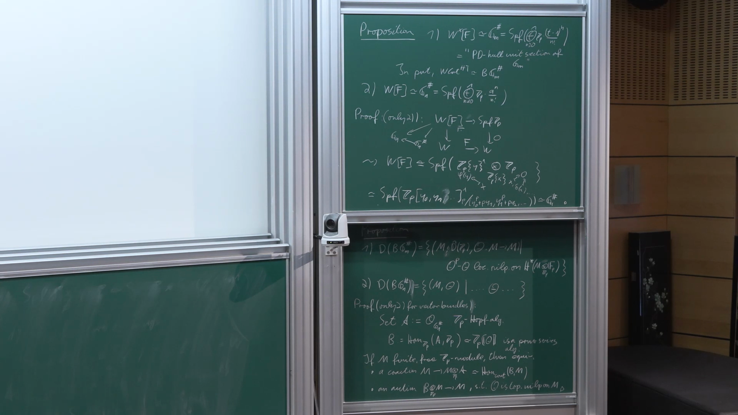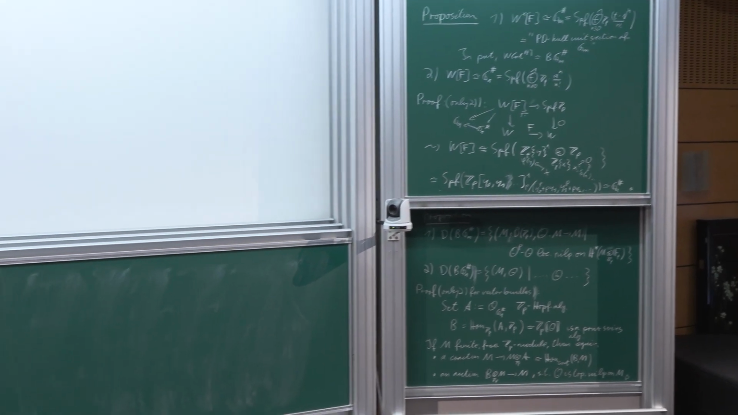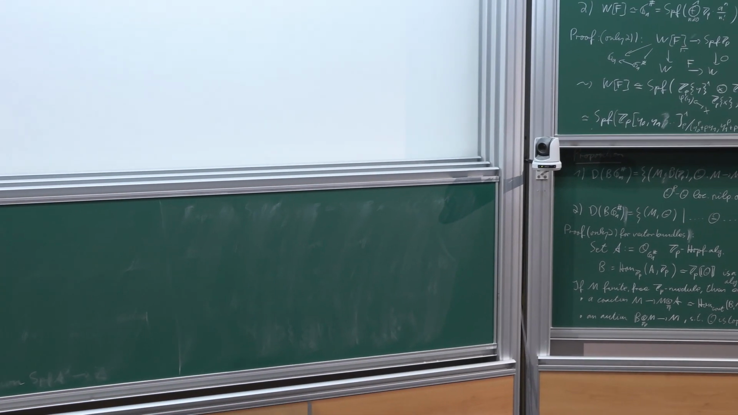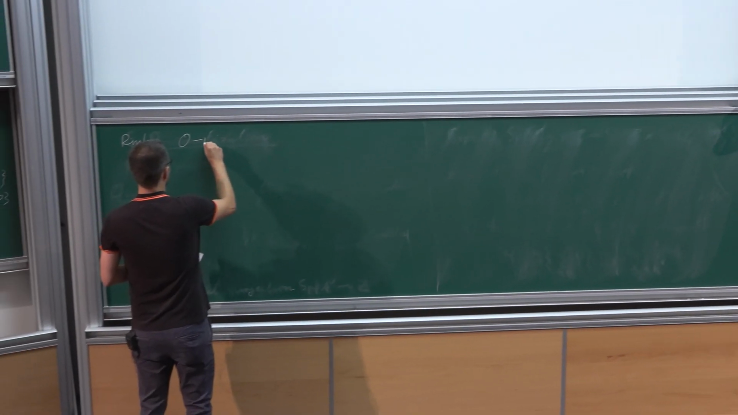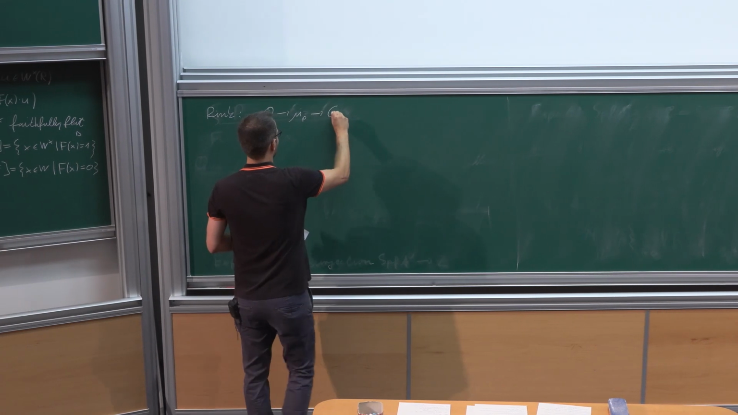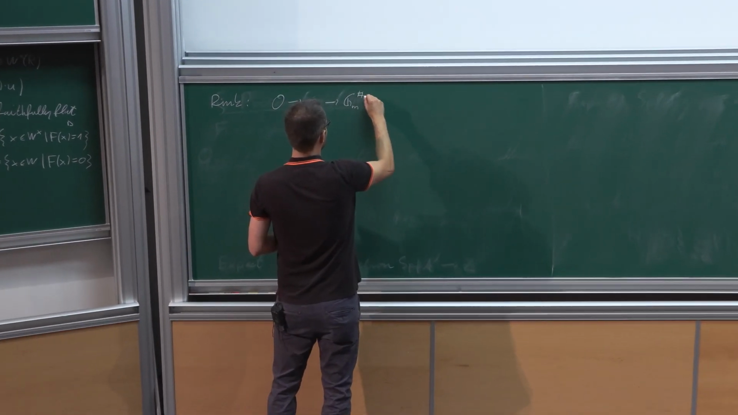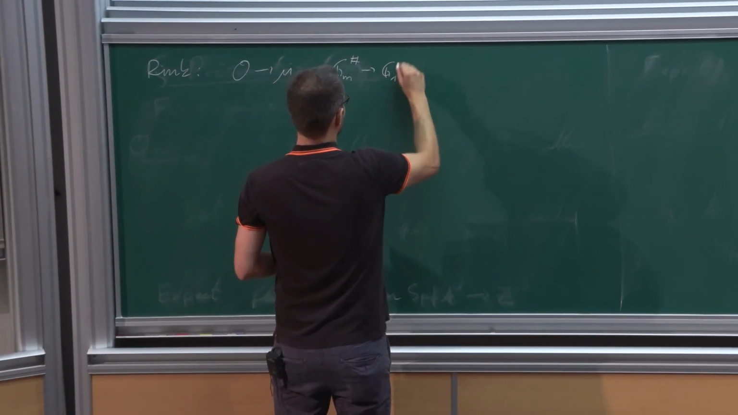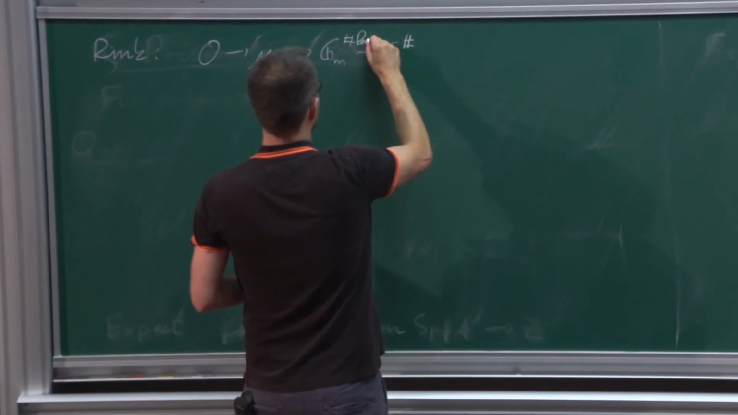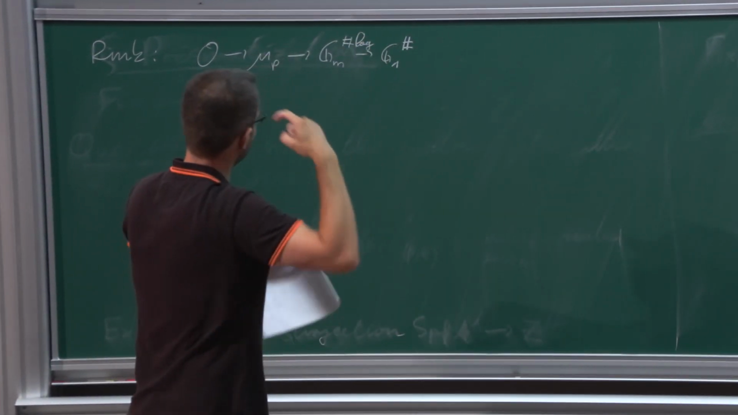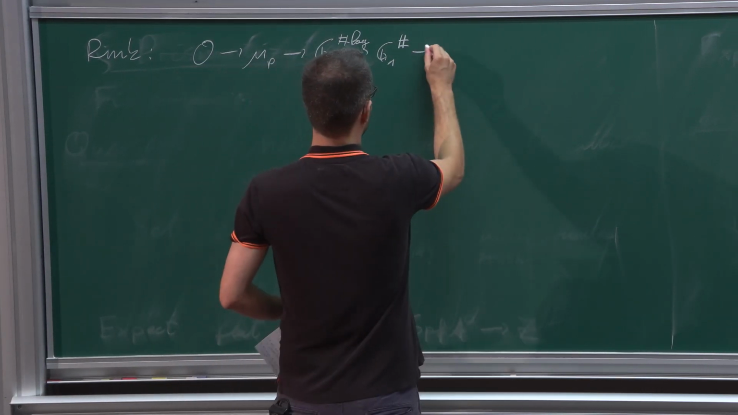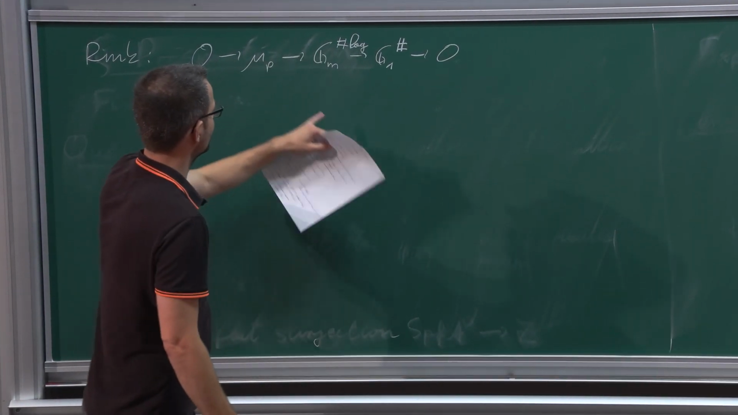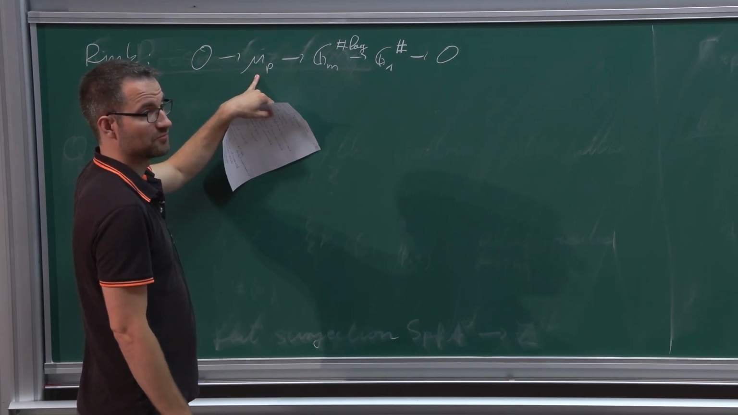Maybe one remark on the relation of these two group schemes. One has a short exact sequence of group schemes of the following form. By the existence of these divided powers, one has a canonical logarithm map from G_m sharp to G_a sharp, and one can check that this is surjective and that the kernel is spanned by mu_p.